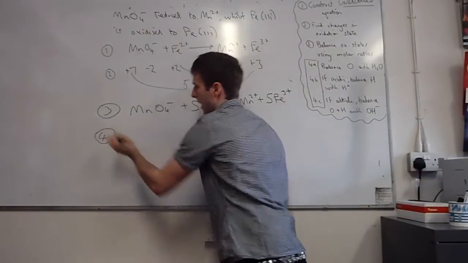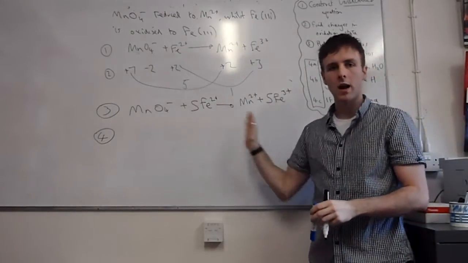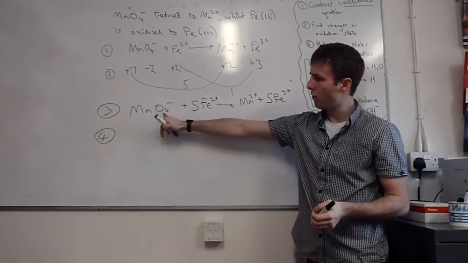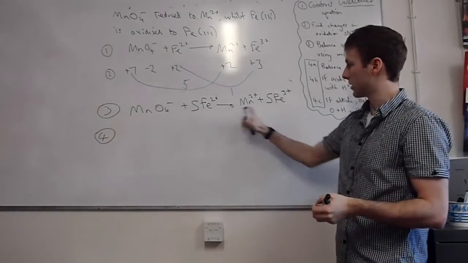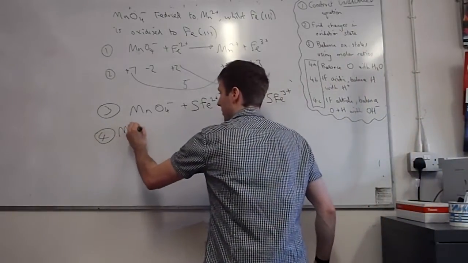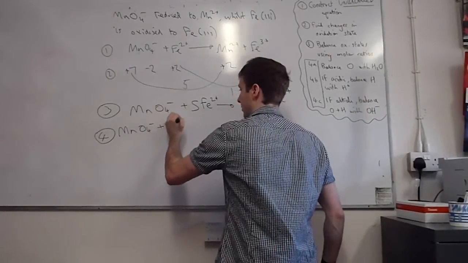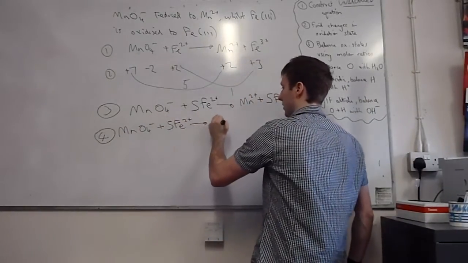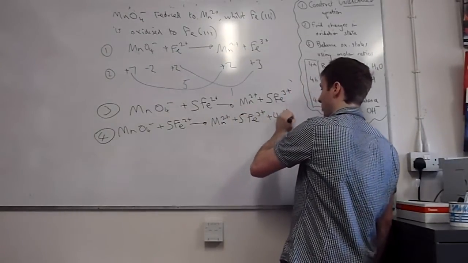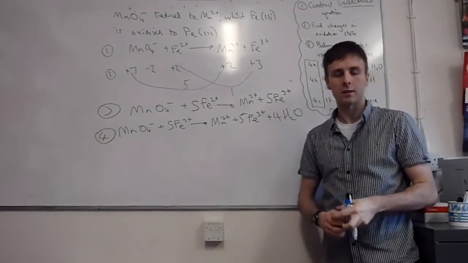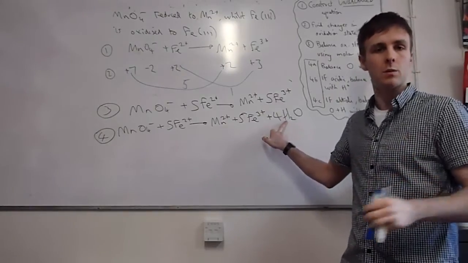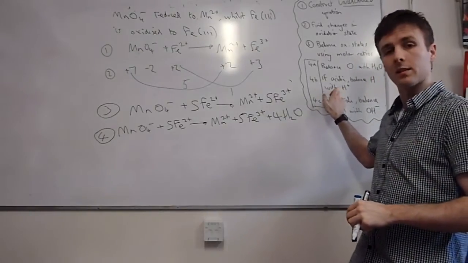Step 4. I then need to try and balance out my oxygens and my hydrogens. Remember, always try and start with water. Do the waters first. So I've got 4 oxygens on this side, no oxygens on this side. I must need to add 4 waters here. So MnO4 minus plus 5 Fe2 plus goes to Mn2 plus plus 5 Fe3 plus 4 H2O. That's my oxygens balanced. When you're doing that, don't worry about the hydrogens. We can balance those later if they need to be balanced with our H pluses if it's an acidic solution.